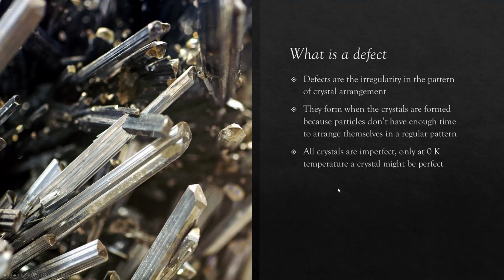So first of all, what's a defect? Defects can be basically described as any irregular arrangement of atoms in a crystal, and they form when the crystals are forming because particles don't have enough time to arrange themselves in a regular pattern, and that's due to the temperature. All crystals are imperfect. Only at the absolute temperature or 0 Kelvin degrees a crystal might be perfect.